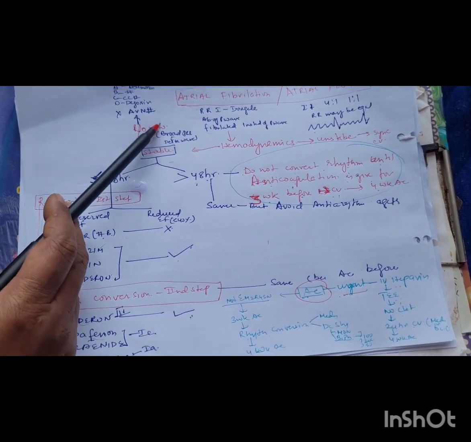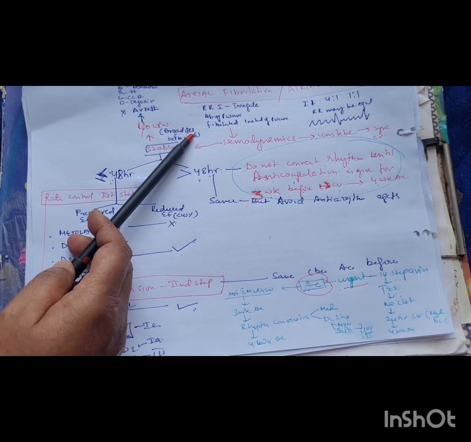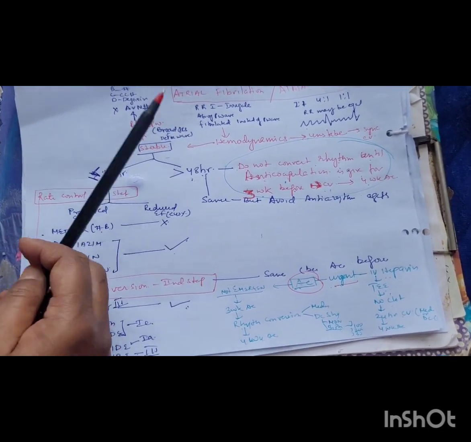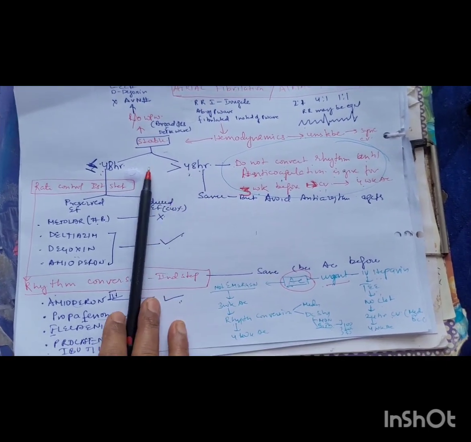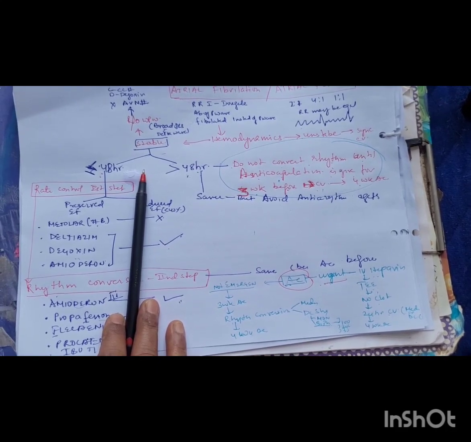And as I have told, you have to rule out any WPW in the beginning. If there is WPW, don't give AV node blocking agents. Go for DC shock, synchronized cardioversion, or sotalol, amiodarone, procainamide you can give.